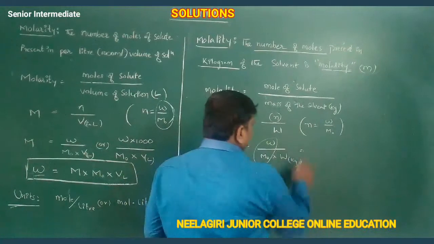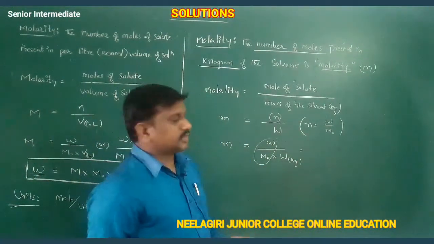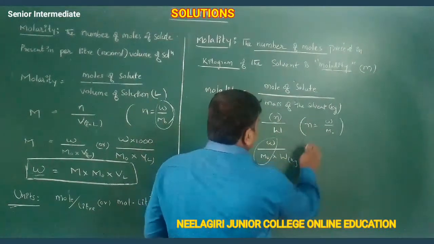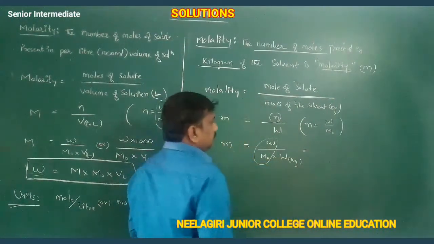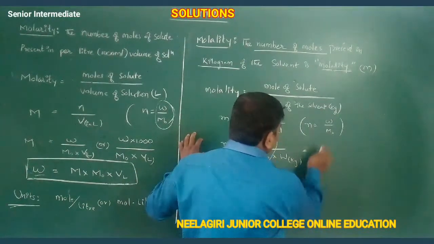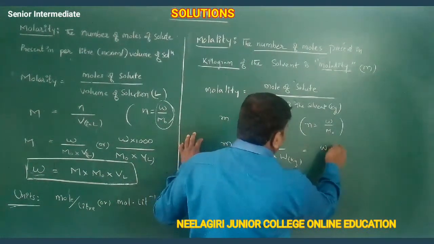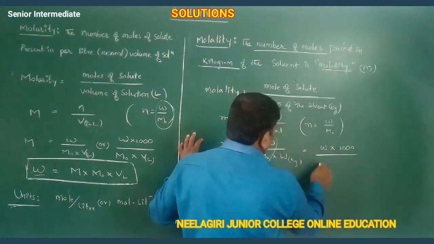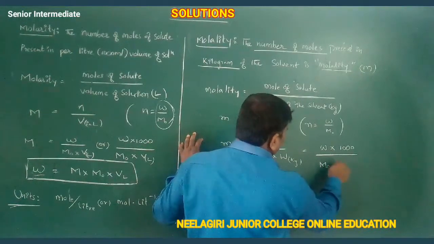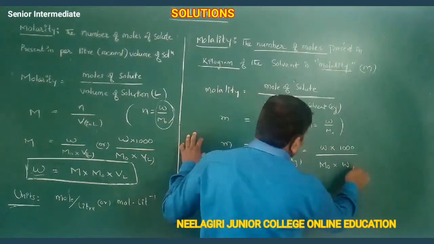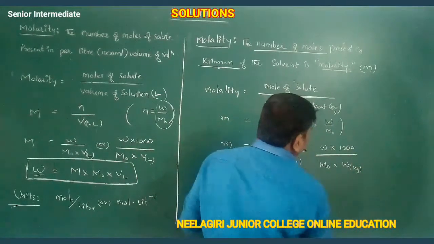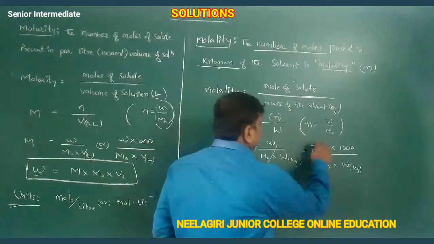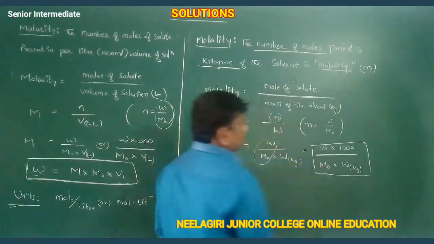For example, if the solvent is present in grams, then the formula will be W into 1000 by molar mass into W bar. So this is the final formula of the molality.